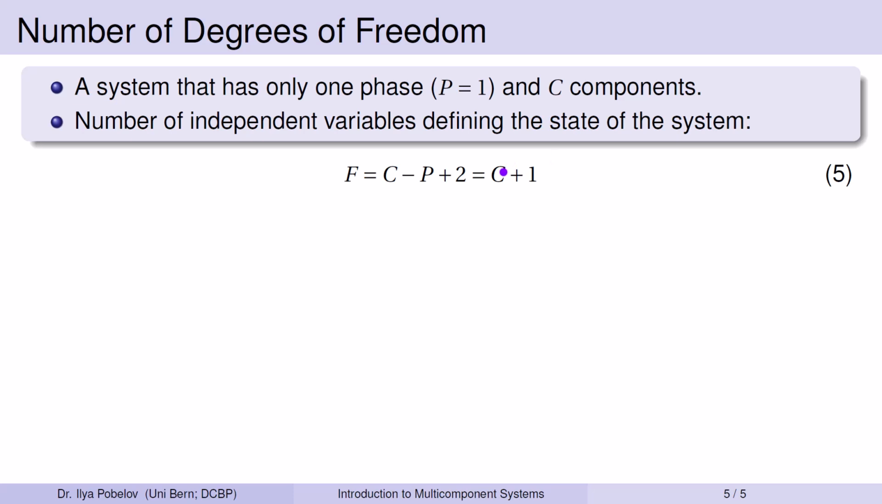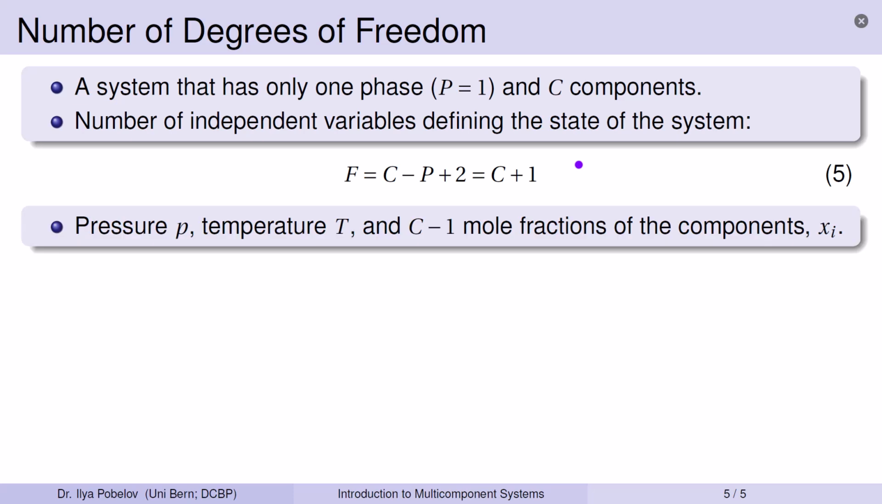So, which are these independent variables? Primarily, they include pressure, temperature, and C-1 mole fractions of the components. The reason behind considering only C-1 mole fractions is straightforward. The sum of all mole fractions in any mixed phase equals 1. If we know the mole fractions of C-1 components, we can easily determine the last one.